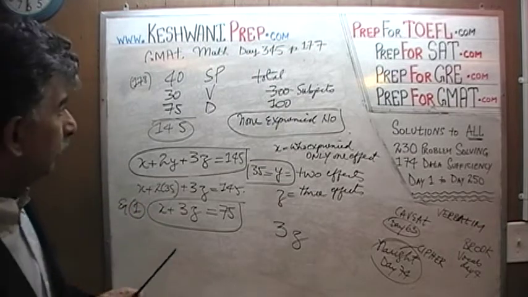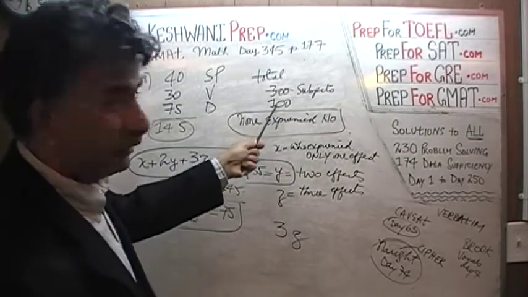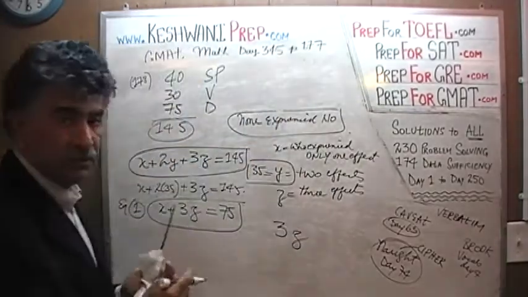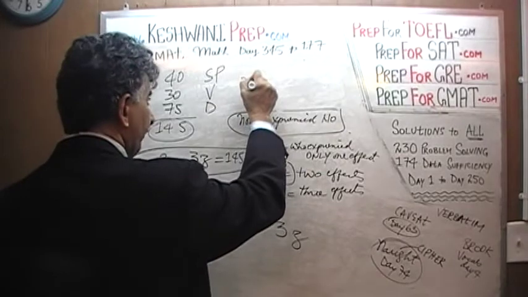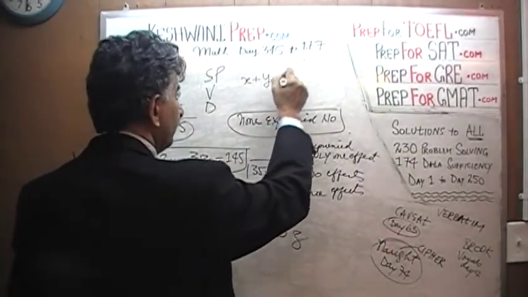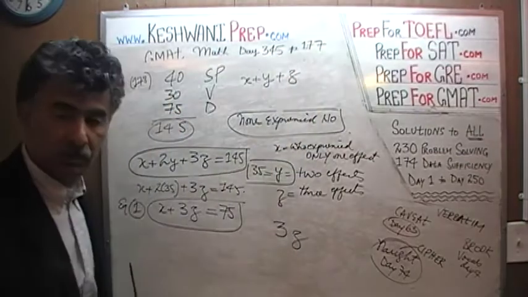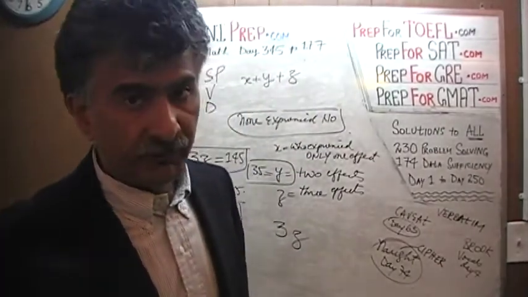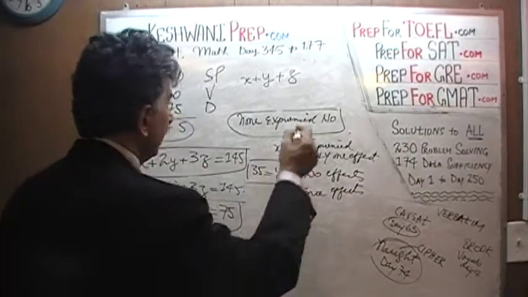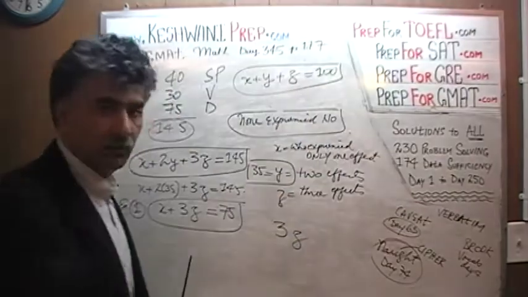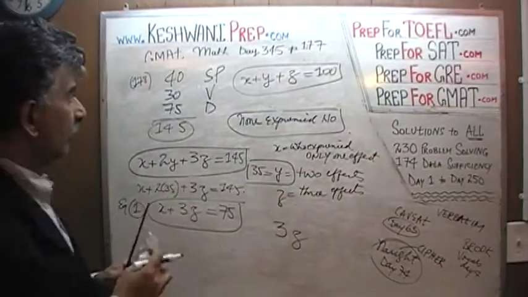But we also know the total number of subjects is 100, which means the number of people who had only one effect, the number of people who had 2 effects, and the number of people who had all 3 effects, all of these people combined cannot exceed 100. The 100 is what we had total. That's the total number of subjects. So that is our second equation.